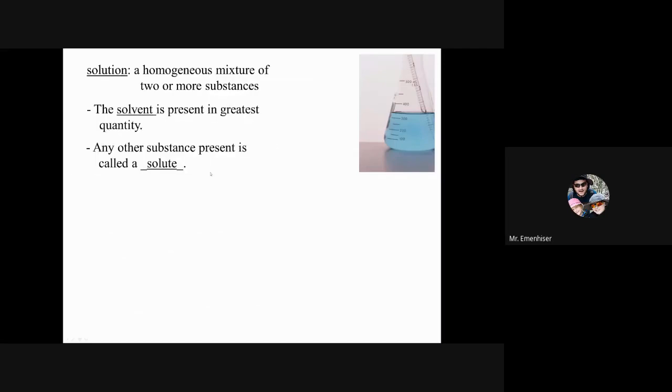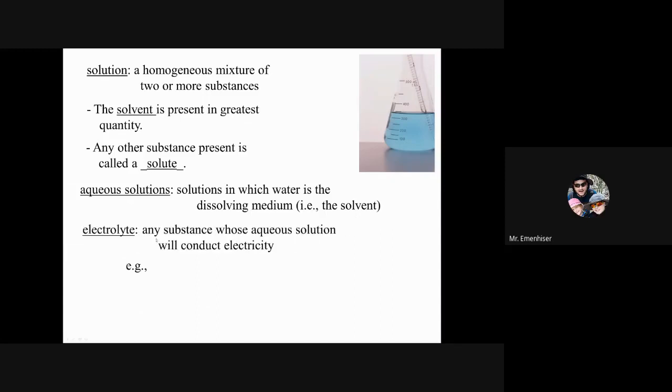All right, a solution, this is kind of a repeat of some of the stuff. An aqueous solution is where water is the dissolving medium, or water is the solvent. An electrolyte is any substance that conducts electricity. Here's a couple examples. I think that's why I kept this slide, is I like the examples, as opposed to non-electrolytes, which are usually sugars. They will still dissolve, but they don't produce ions in solution.